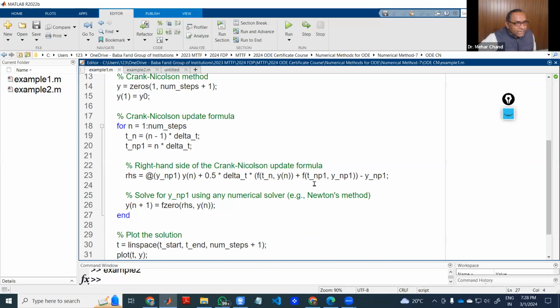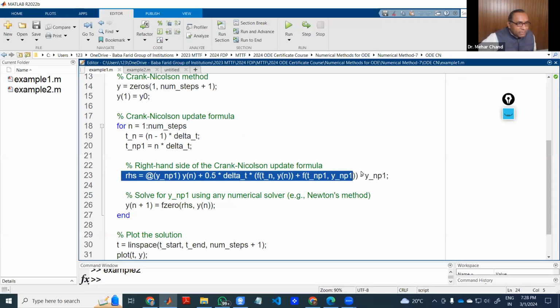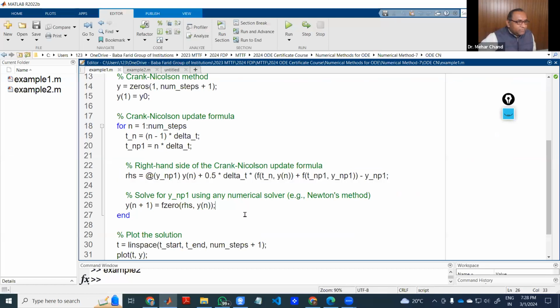So this is the complete right hand side you can see, and y minus y(n+1). This is the entire Crank-Nicolson update formula. From this place we need to update the value y(n+1). The entire value will be computed here and stored in the right hand side, which we are using here.